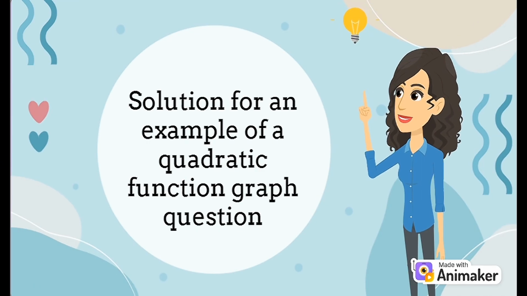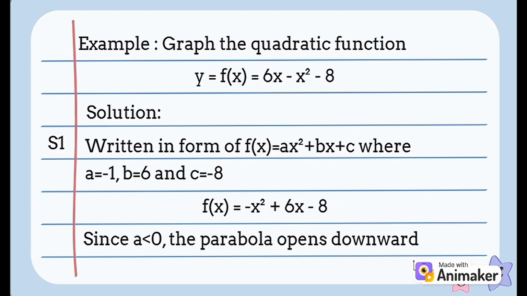Lastly, we will show you the solution for an example of a quadratic functions graph question that we chose from the tutorial. The question we chose is f(x) equals 6x minus x² minus 8. Here is the solution. Step 1, we need to rearrange the equation in the form of f(x) equals ax² plus bx plus c to identify the values of a, b, and c. After we rearrange, we found that the value of a is less than 0, so the graph would open downward.